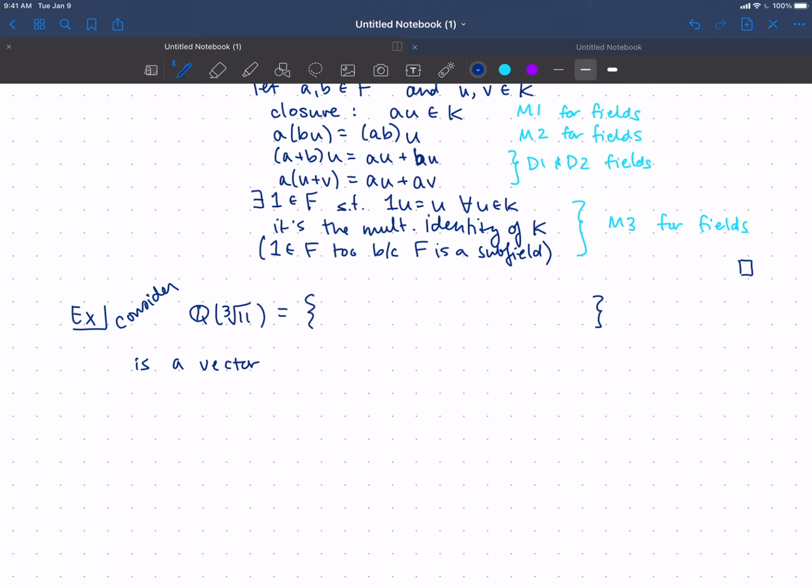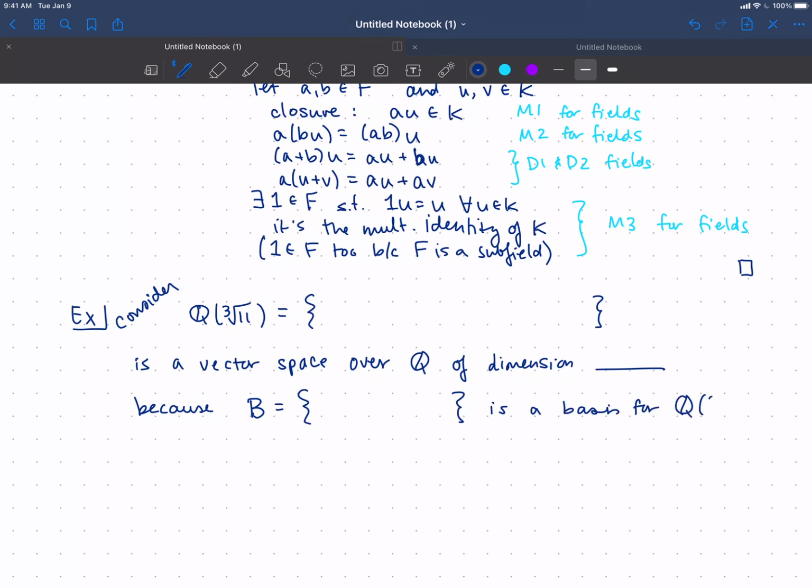What proposition 12.1.g that we just wrote down says is that this is a vector space over, again that means with scalars from, Q of dimension blah, which we're going to fill in, because the set B, again, we'll fill that in, is a basis for Q adjoin the cube root of 11 over the field Q. And then we're going to do an indeed and explain why B is a basis.